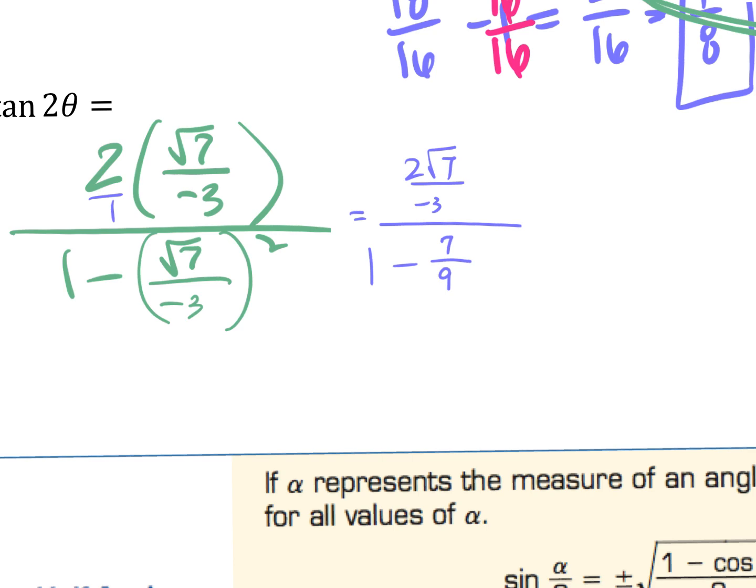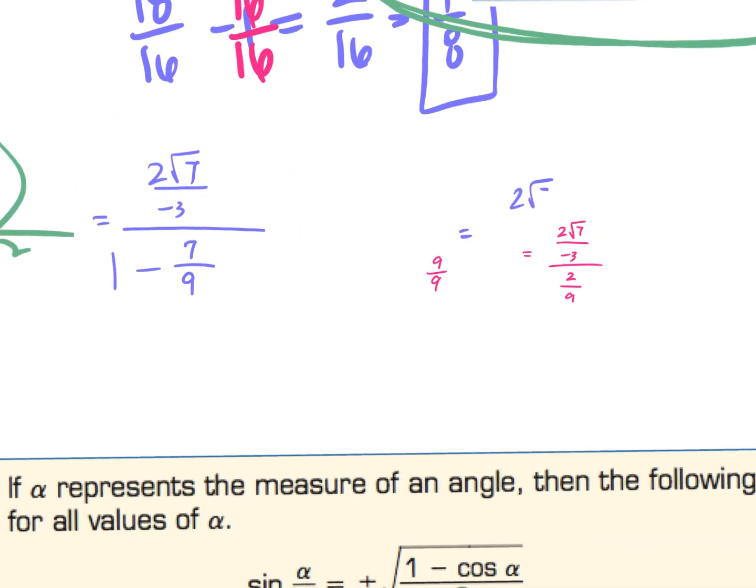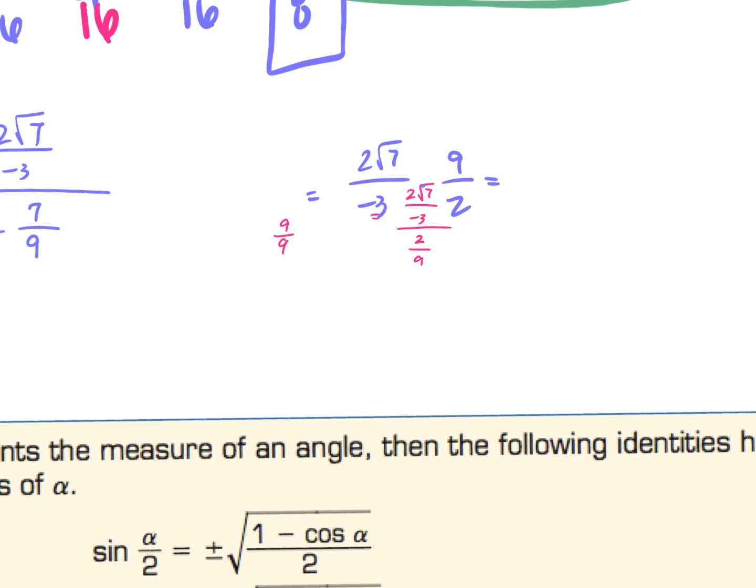1 minus 7/9 is the same as 9/9 minus 7/9. 2/9. 2 root 7 over negative 3 divided by 2/9. 2 root 7 over negative 3 times 9/2. Agreed. You could cancel some things out now, or you could just multiply across and cancel later. Whatever floats your boat. What do you feel like doing? He says by 2s. I'm good with that.